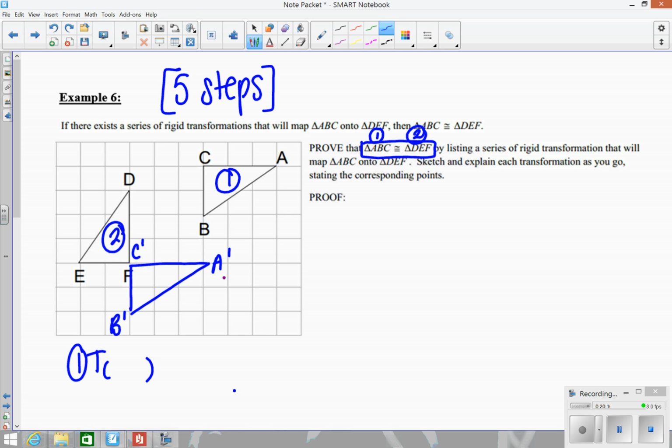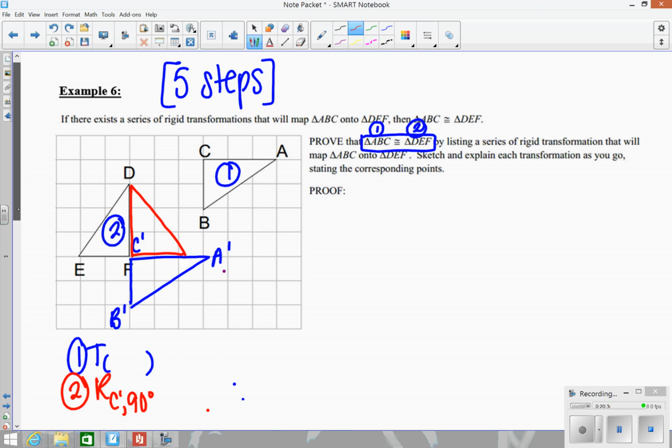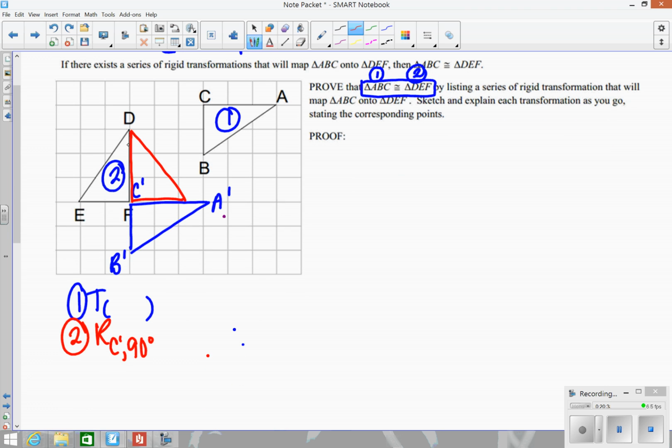Then once you've done a translation, you can rotate it around this point here. So then it should end up looking like a rotation. So it's going to have to turn 90 degrees. So you're going to do a rotation around point C prime of 90 degrees. And then from there, you can reflect over this line right here. So you're going to end up reflecting over this, and that'll get you onto triangle 2. So this one's definitely the most complicated, but hopefully with these steps, you'll be able to figure it out. So reflection over line DF. Okay, so follow those steps.